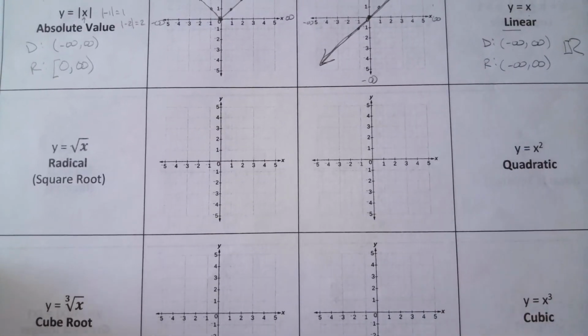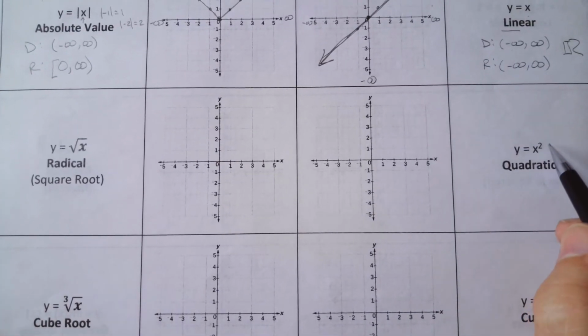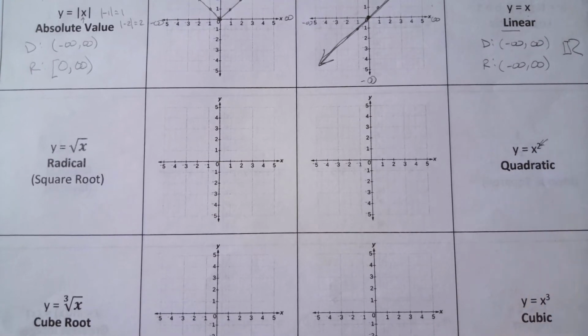Let's look at quadratics. Once an exponent exists on your variable, it is no longer a straight line, it's now a curve.